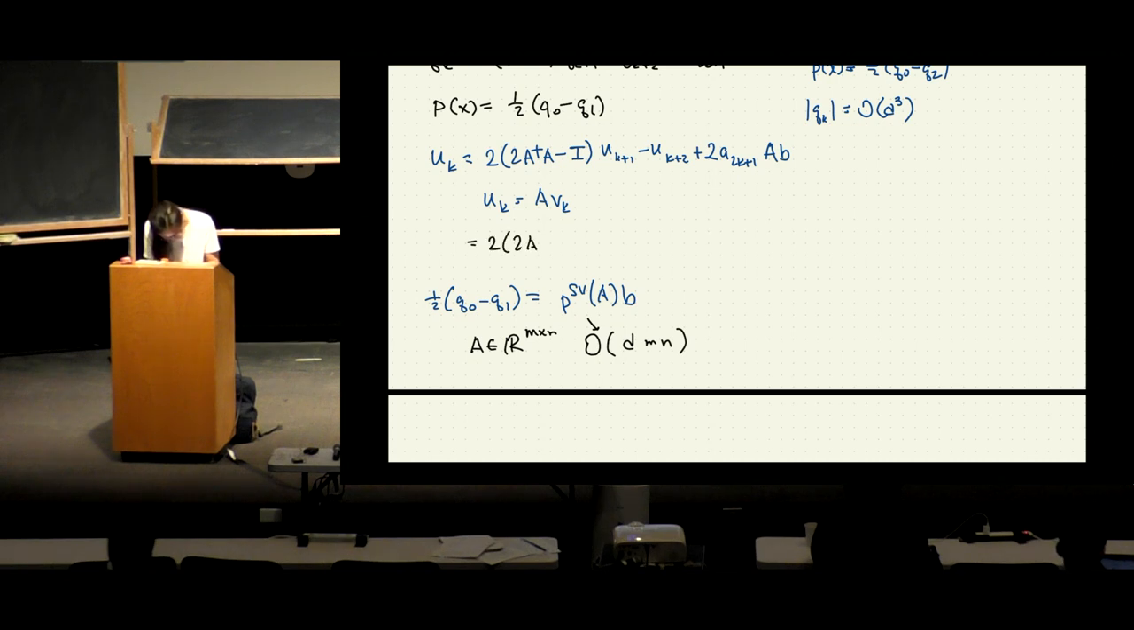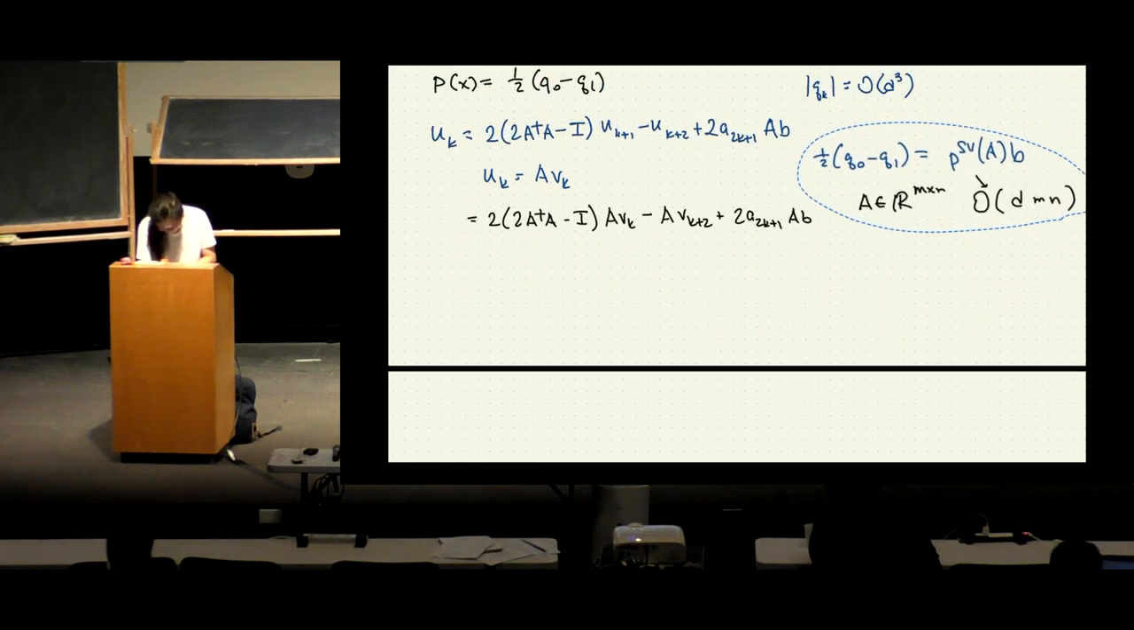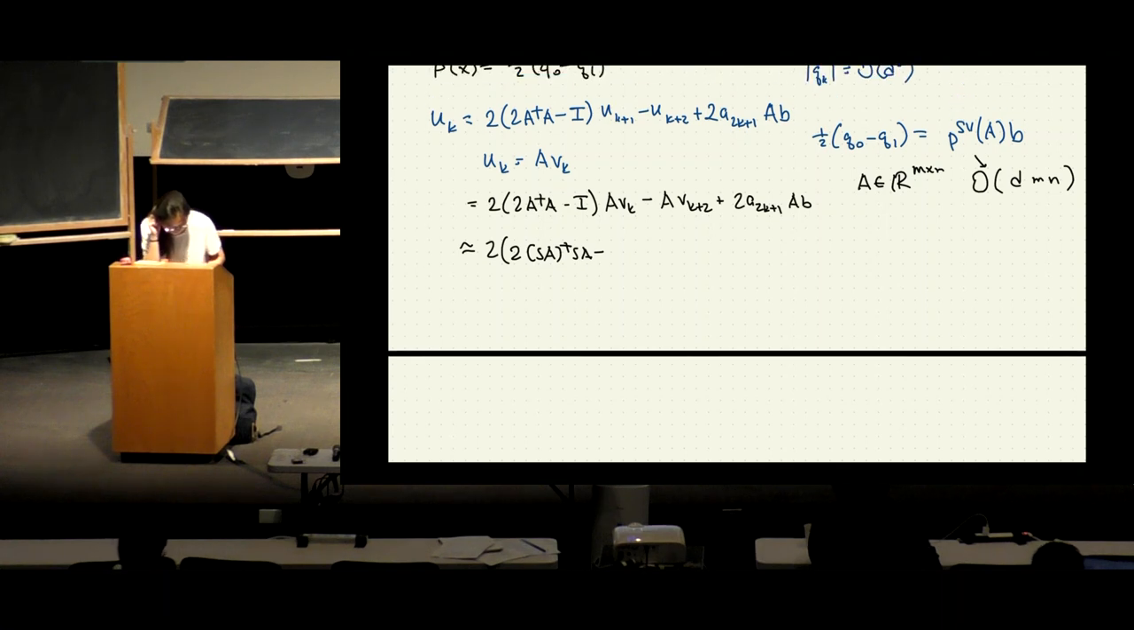A times VK minus. And then what we can do is we can start hitting things with sketches. So this will be approximately SA dagger SA minus, oh, actually, specifically, what I'm going to maintain is this. So this will actually enforce that my linear combination is small because it's going to just be the linear combinations of the S things in my sketch.